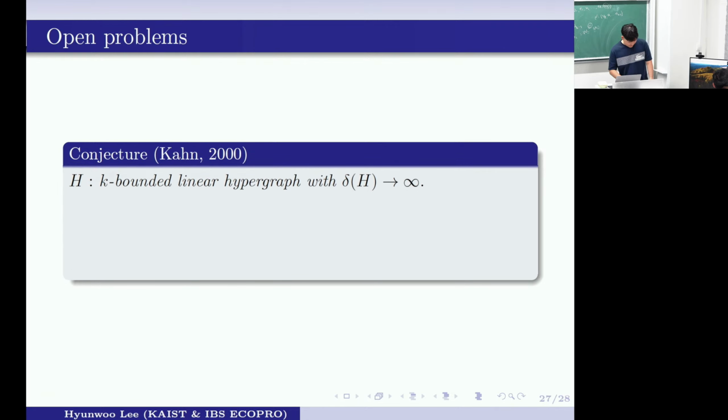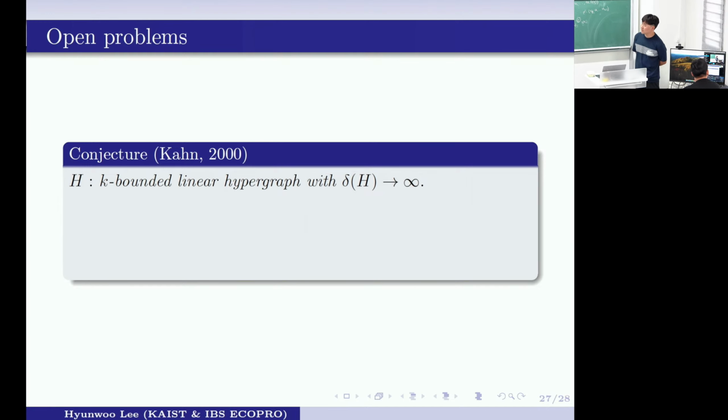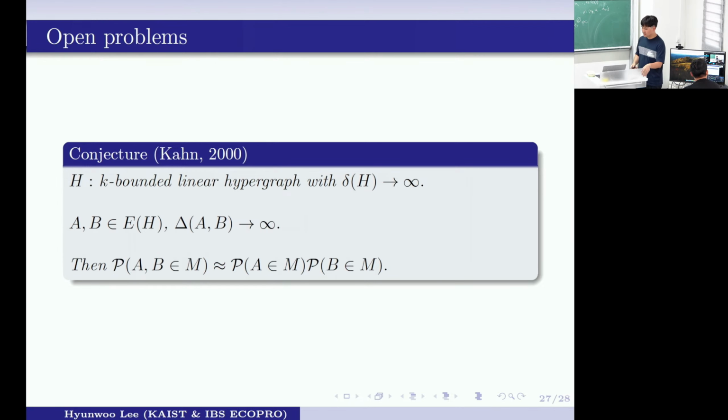And I want to close my talk by introducing another conjecture of Kahn, which is highly related to my work. Let H be K-bounded. K-bounded means that every edge contains at most K vertices. And this is a linear hypergraph with minimum degree going to infinity. In some sense these H are a sequence of hypergraphs. Now we consider two edges, A and B, and the distance between A and B also goes to infinity. Then this is true.